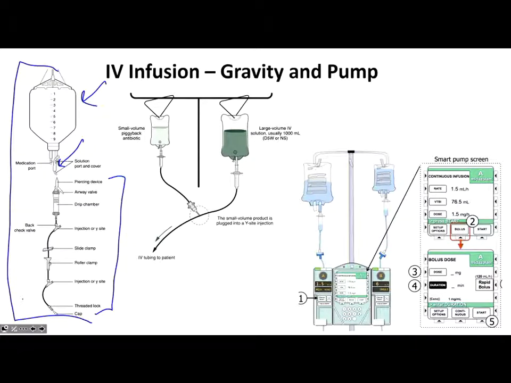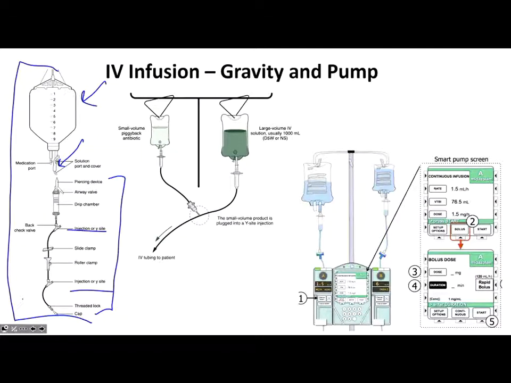The other thing I want to talk about is the Y site. Did you notice this one has 2 Y sites? This is an important idea. A Y site is basically a place where you can connect some other solution, either a syringe or another IV bag, to that same line. So you can do more than one bag through the same line to go into the patient. Why would you ever do that?